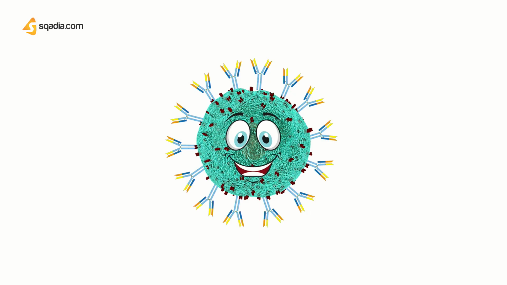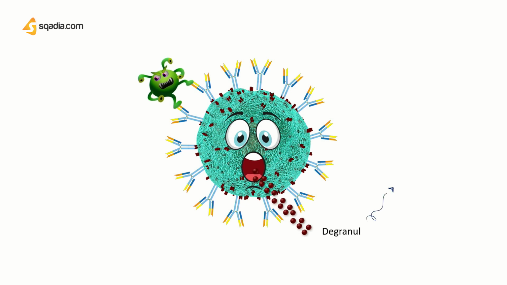Okay, these mast cells that are coated with IgE antibodies are actually said to be sensitized. So next time when our body is actually exposed to the same antigen, it gets cross-linked with the bound IgE, and this leads to degranulation. That is the release of mediators like histamine, leukotrienes, and prostaglandins.